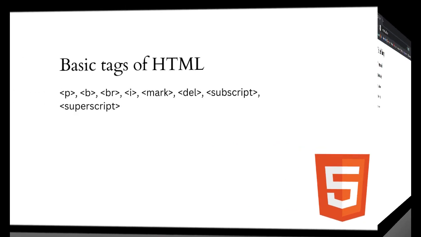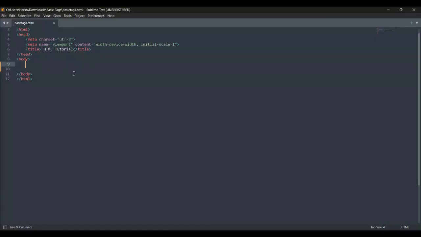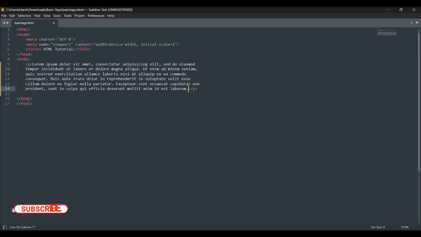Now we will discuss basic tags of HTML such as paragraph tag, bold tag, italic tag and many other tags. First is the paragraph tag, which is defined with P. Also, the browser automatically adds a margin after and before a paragraph. It is used to write descriptions in a web page.